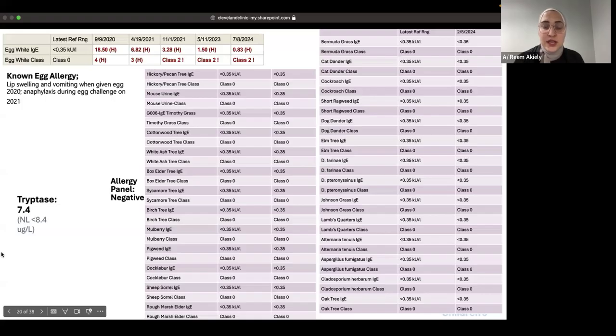Our allergy immunology colleagues also helped us complete his allergy evaluation. As we have mentioned before, he had a known egg allergy that included anaphylaxis episodes 3 years prior, but there was no recent exposure prior to this presentation. His tryptase was within normal limits, and his blood allergy panel was completely negative.